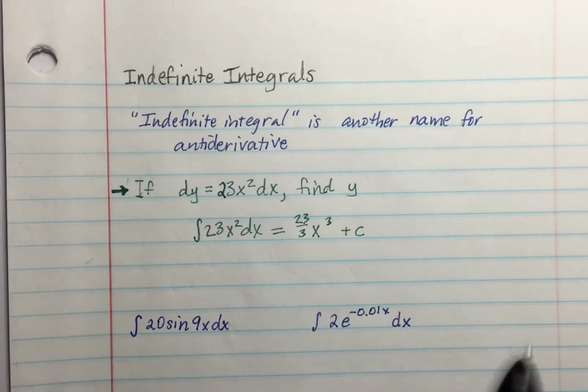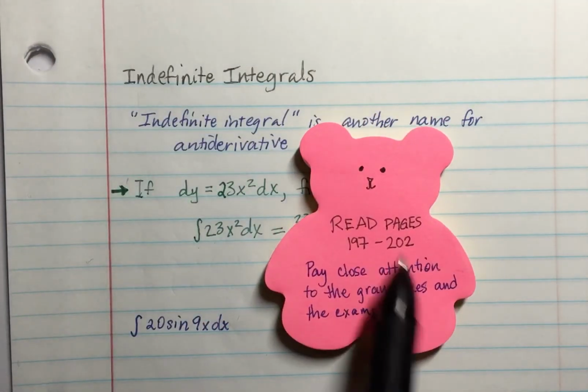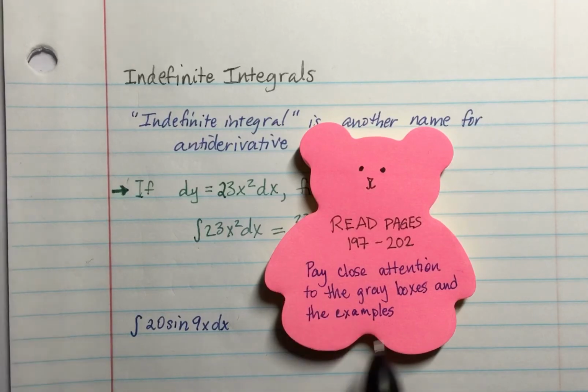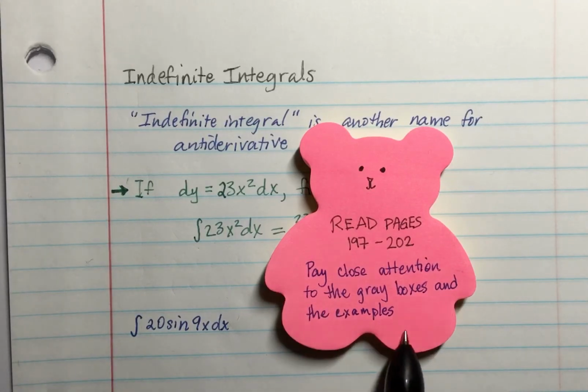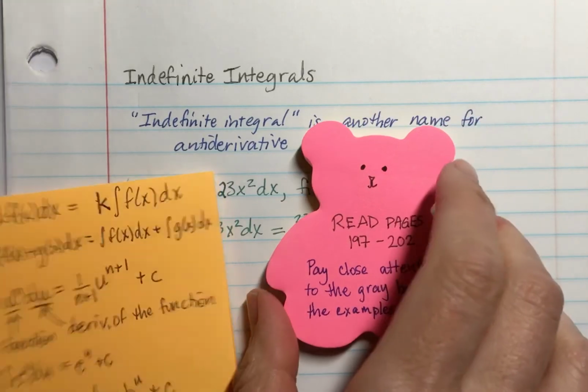So let's have a go at some of these. You're definitely going to want to read the textbook, specifically pages 197 to 202, and you're going to want to pay close attention to the gray boxes and the examples. That's going to be really, really helpful, because some of the stuff in those gray boxes are some rules.